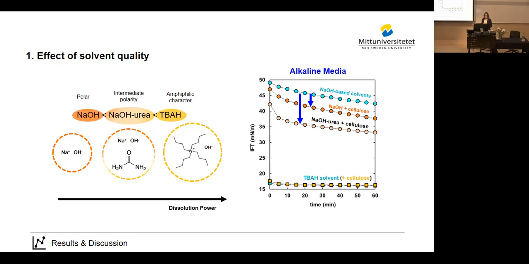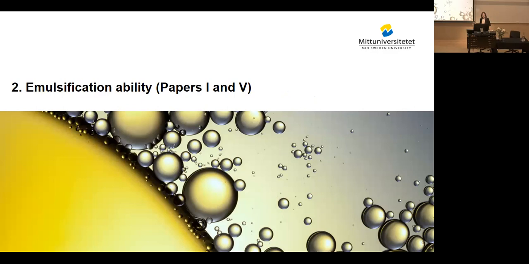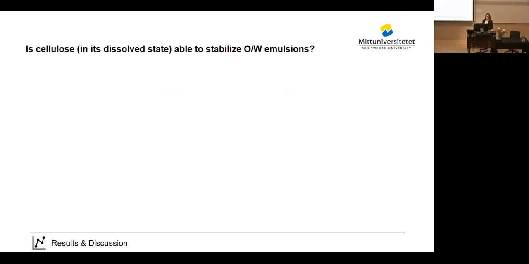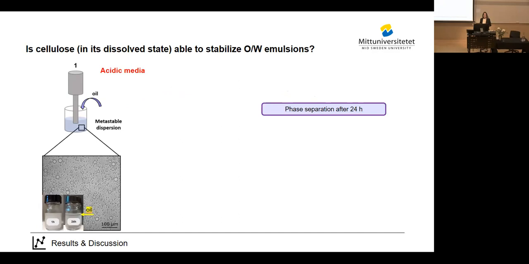So after the interfacial tension investigations, the next question that we come to is: is cellulose in its dissolved state able to stabilize oil and water emulsions? And the answer is yes, it is, but for a very short time. Oil was seen to be separating readily after 24 hours, floating to the top, as you can see here.